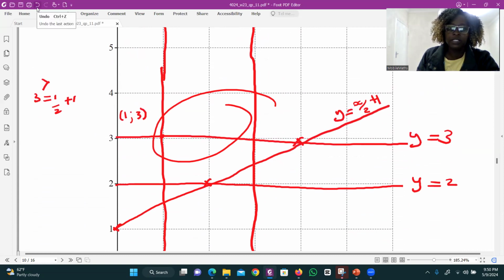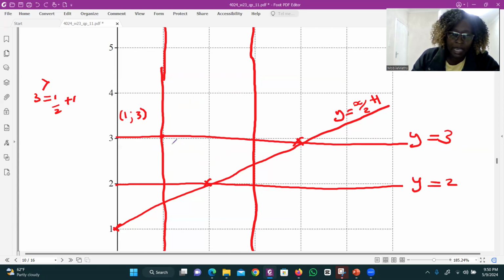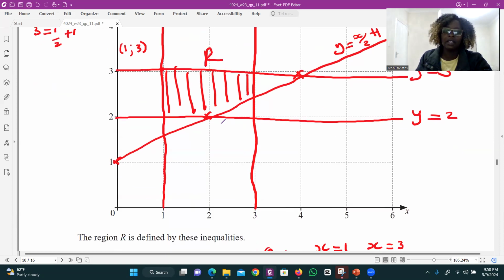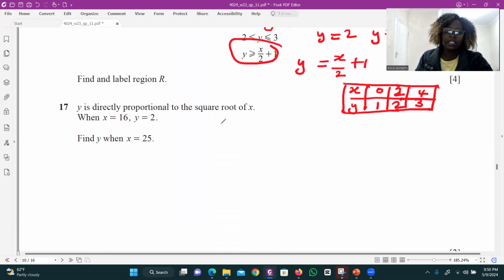Okay, so if it is the wanted region, I can come and say, where is my area? My area is this shaded region that I'm shading. That's where our area is going to lie. So this is our area. You can label it area like that. Okay, fine. Let's move on.